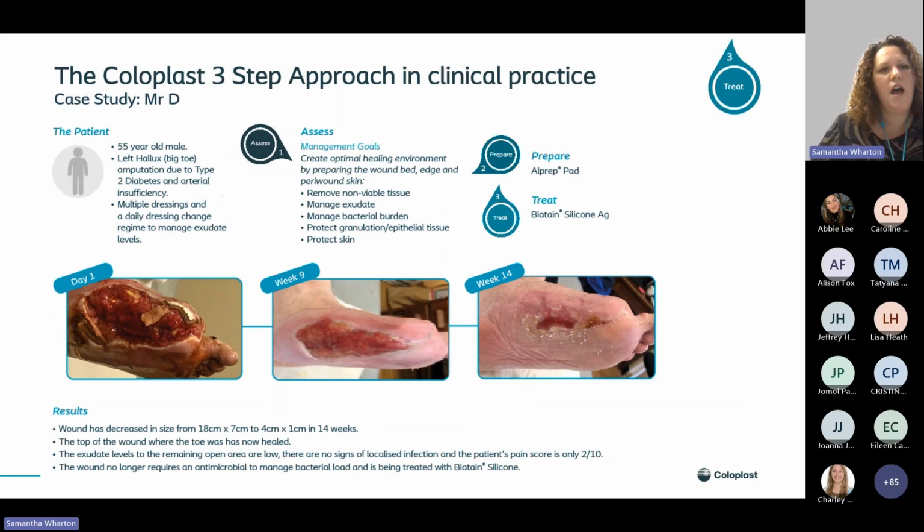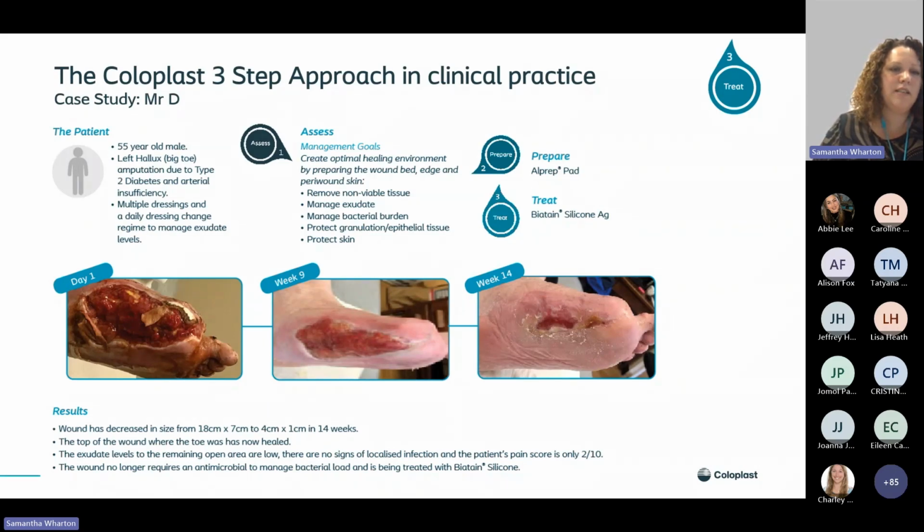So here we've got a case study about Mr. D. This was a 55-year-old male who had his big toe, left hallux, amputated due to type 2 diabetes and arterial insufficiency.